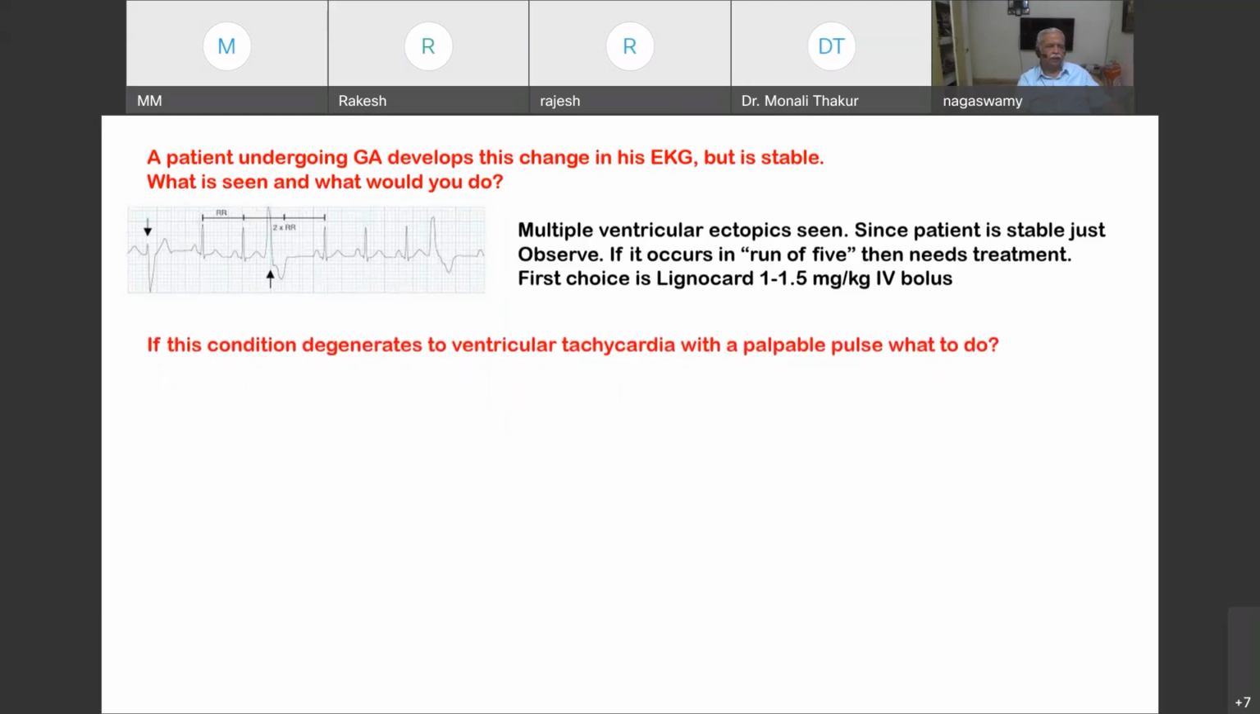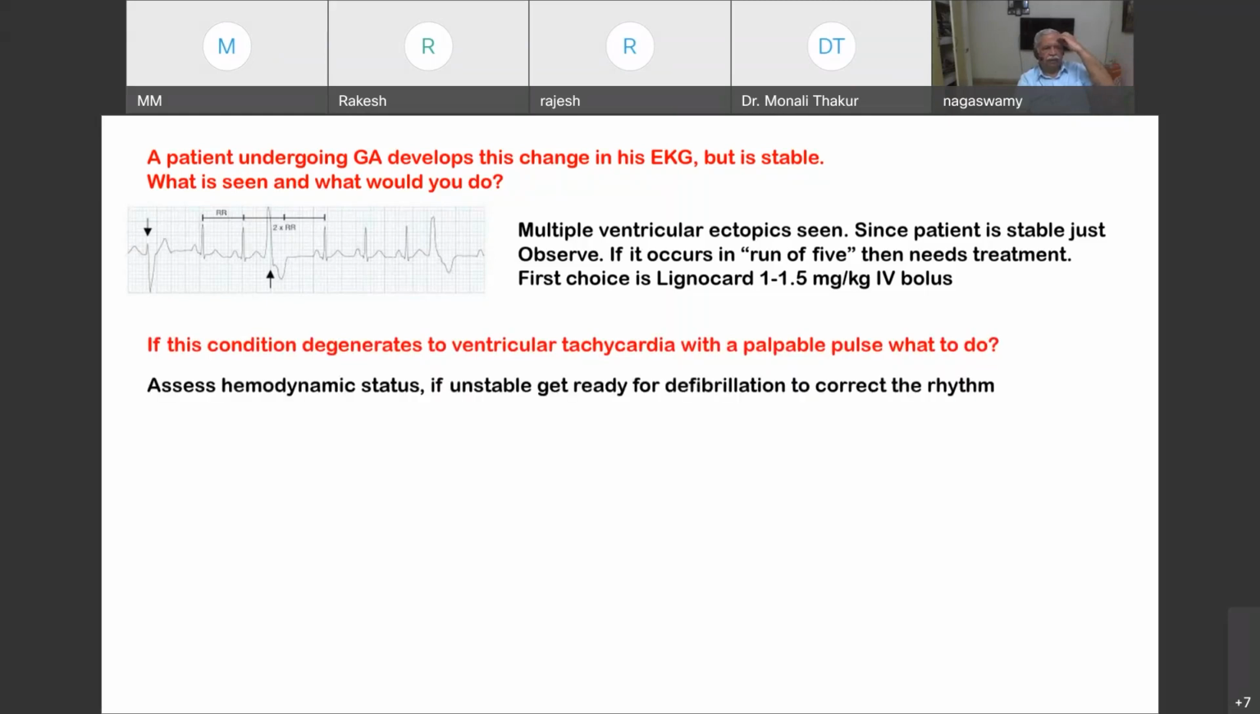If this condition deteriorates and ventricular tachycardia with a palpable pulse happens, what to do? Now suddenly this VPD turns into ventricular tachycardia, but the pulse is still palpable. What do you do? Assess the hemodynamic status. If patient gets unstable, get ready for defibrillation to correct the rhythm. But if the patient becomes unstable and then BP also crashes, what is the next step?